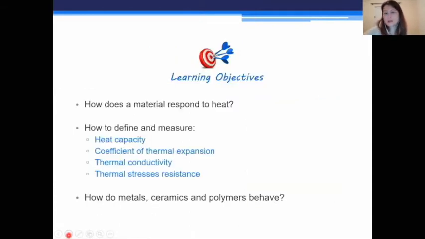So in this class, we are going to see how materials respond to heat. We are going to define and see how to measure the heat capacity, the coefficient of thermal expansion, thermal conductivity, and the thermal stress resistance. And meanwhile, we will present all these properties. We are also going to present how metals, ceramics and polymers behave.